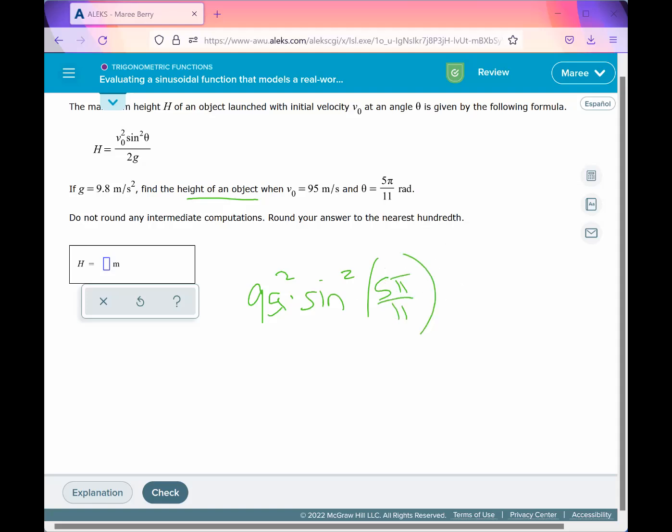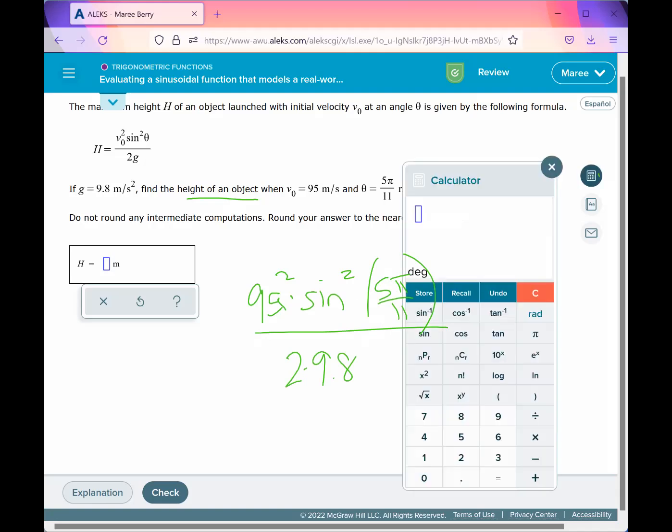Now this is in radians. So again, our calculator needs to be in radians. And then we'll do 2 times 9.8. So we'll type that in. Let me just write it down so I remember what it is. All over 2 times 9.8. Okay, let's make sure we can get our things typed in correctly. And the count. I can see it over top.